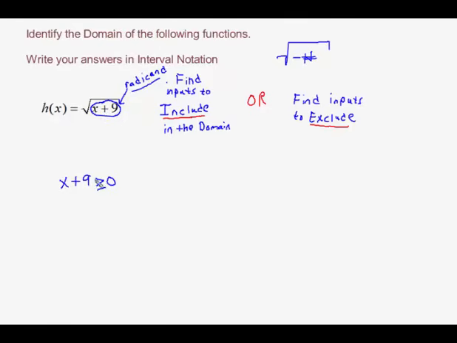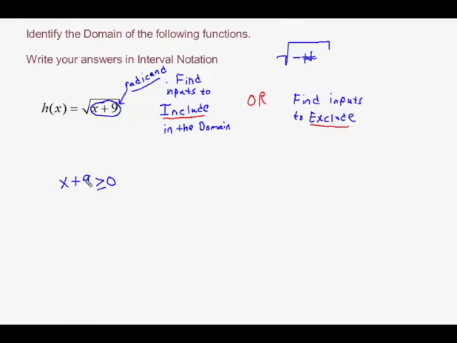And if x plus 9 were equal to 0, that's what this line represents, you would get the square root of 0, and the square root of 0 is defined to be 0, and since it's defined, the input that created that situation would be included in the domain. So the process in this situation usually involves writing down the radicand, setting it greater than or equal to 0, and then solving this inequality.